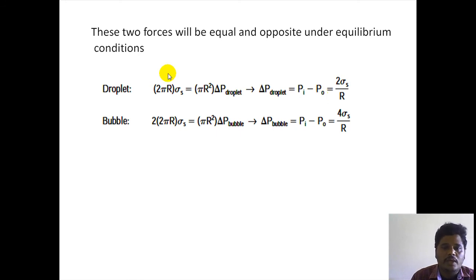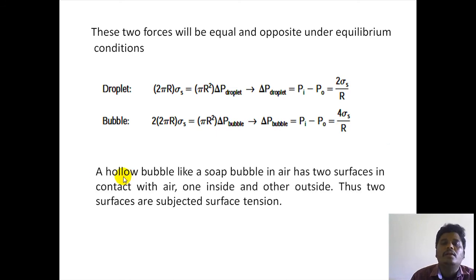Similarly, for a bubble, we get 4 sigma divided by r. Why? Because we have to multiply by 2 here. A hollow bubble, like a soap bubble in air, has two surfaces in contact with air, one side and the other side. Thus two surfaces are subject to the surface tension, the tensile forces. That's why for a bubble, delta P is equal to 4 sigma divided by r.